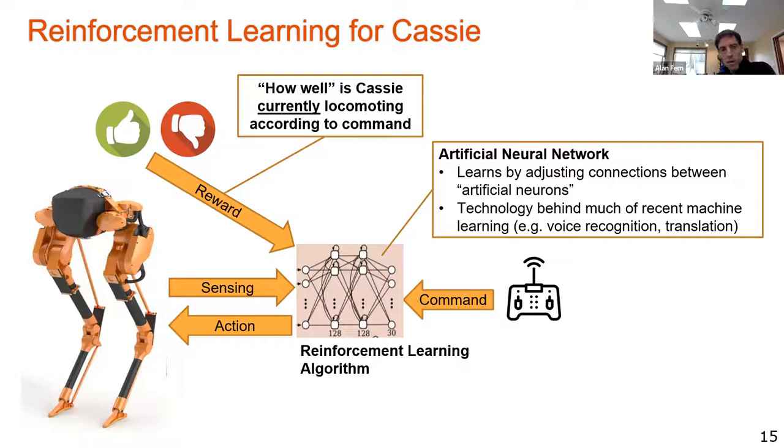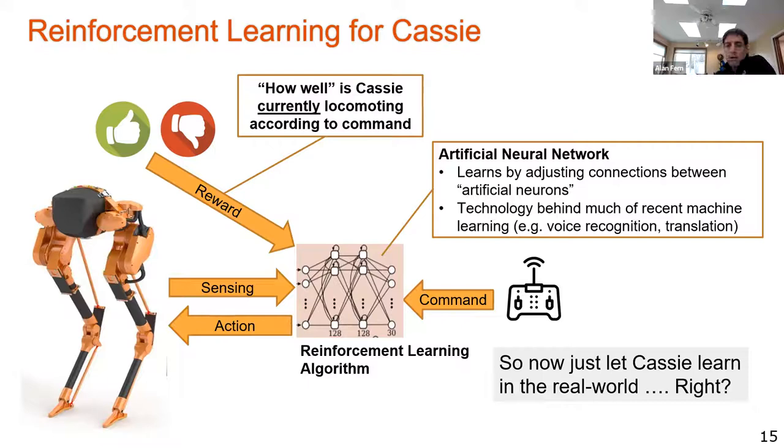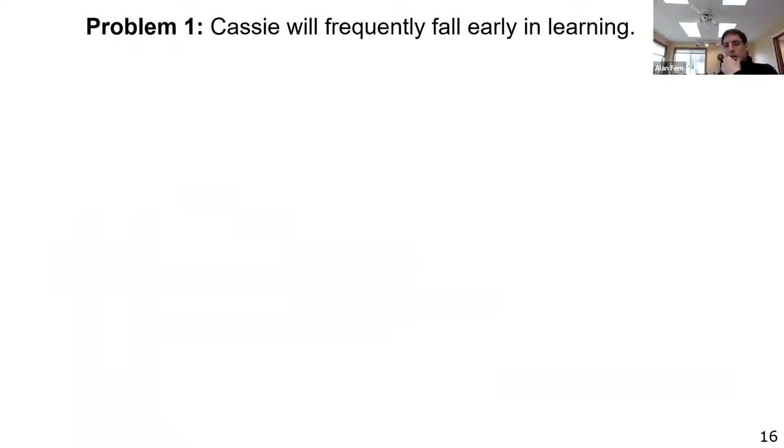So we've got these reinforcement learning algorithms. We can throw them on Cassie and have Cassie practice walking, right? There's no problem with that. Well, probably a lot of you are thinking this already: there is a problem. Reinforcement learning starts out with a random neural network. And what's that going to do? Well, it's going to fall, and it's going to fall all the time.